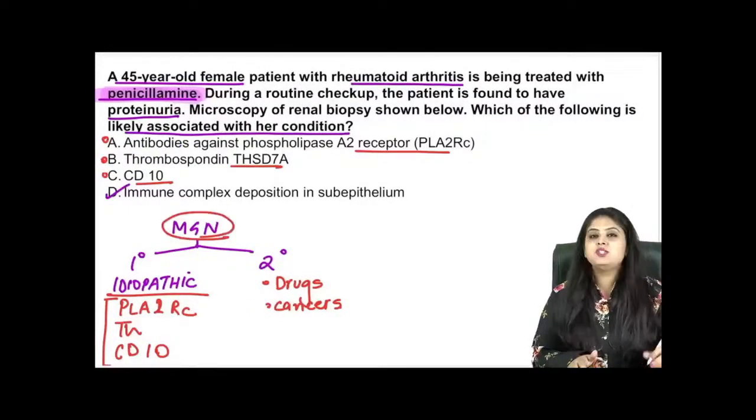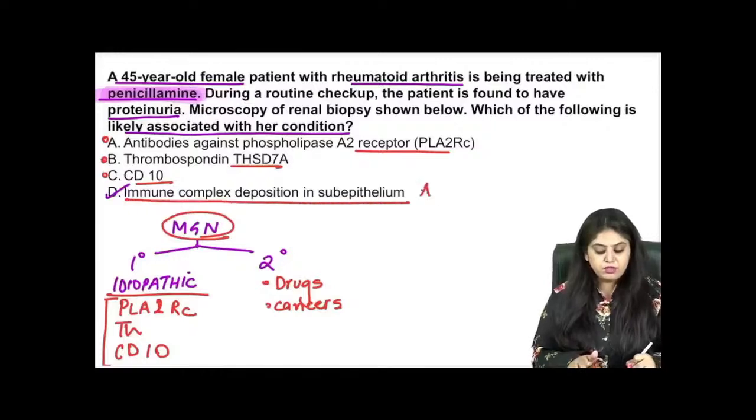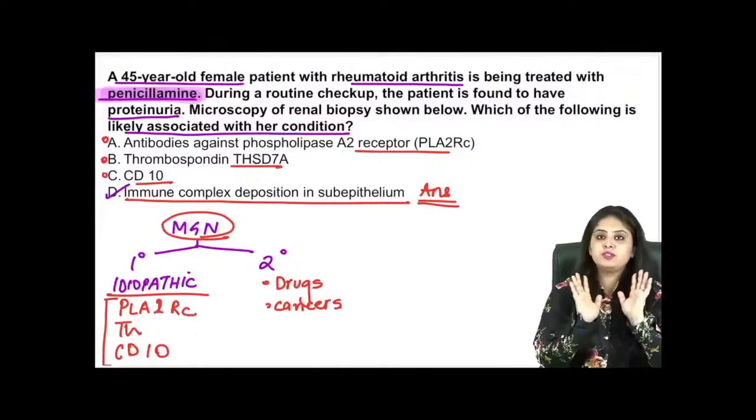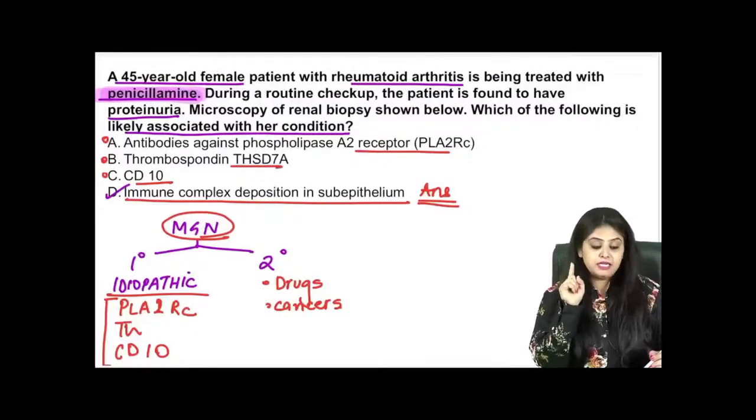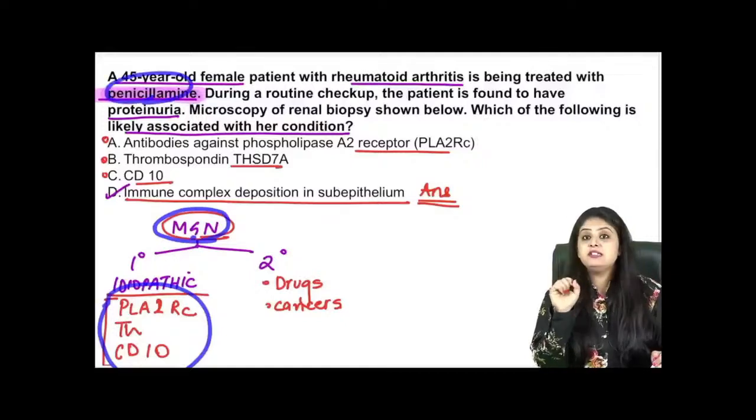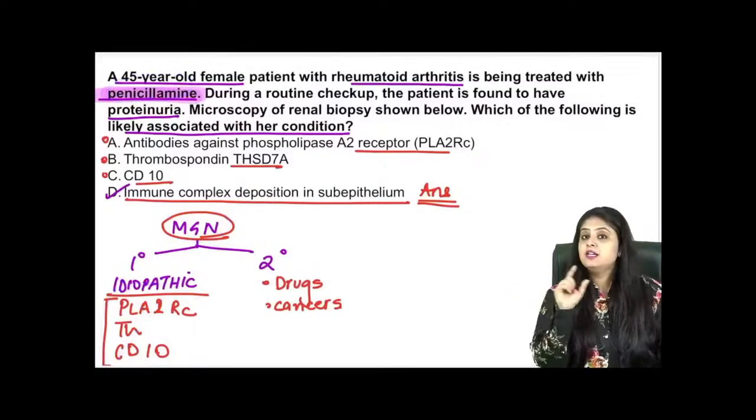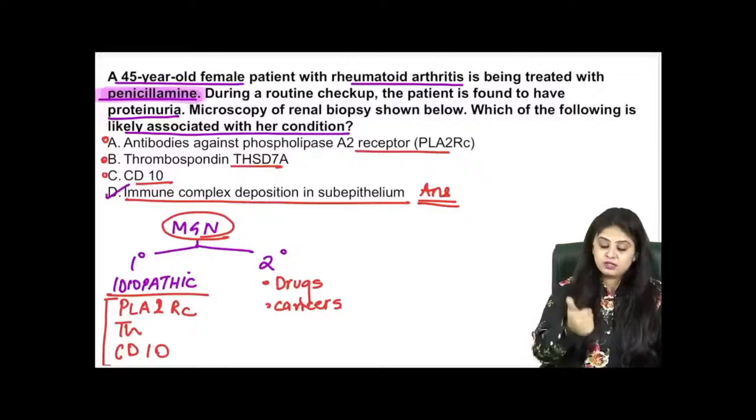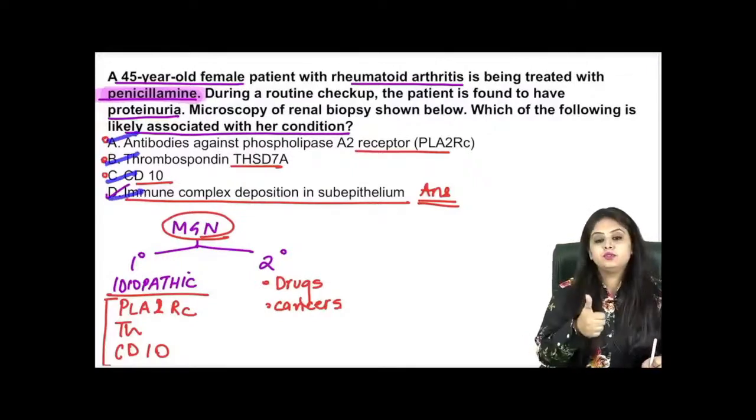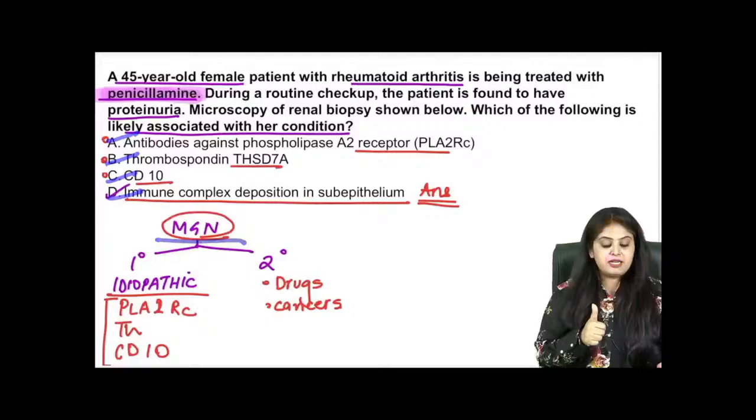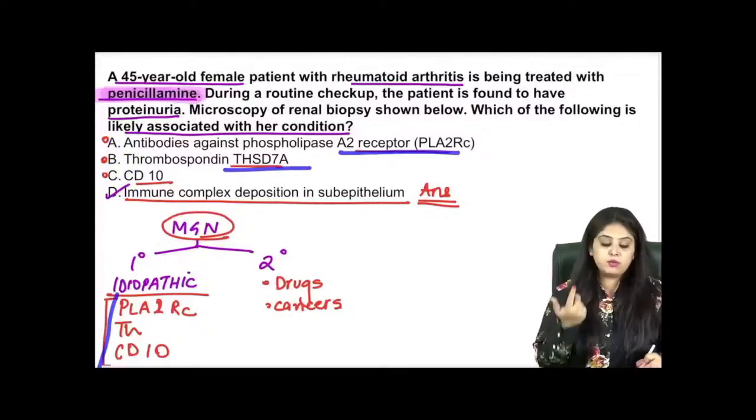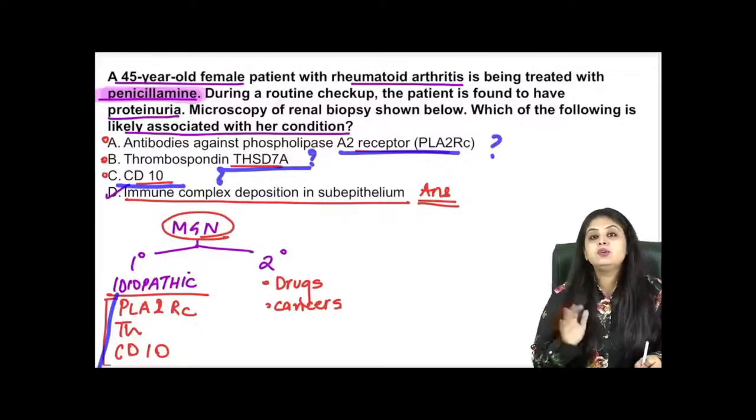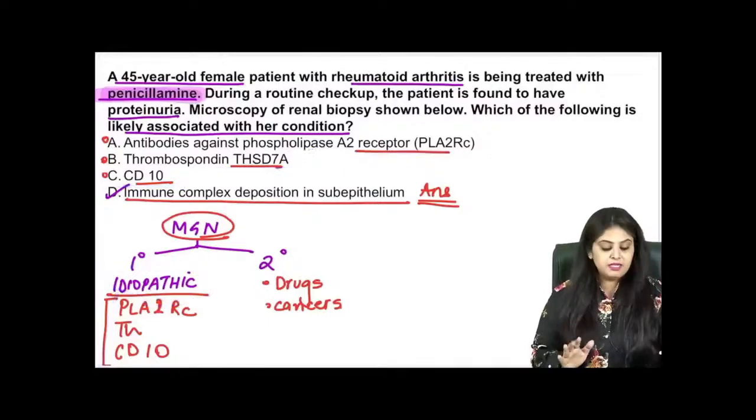Remember, primary होता है MGN and secondary होता है. Primary मतलब मैम, it is said to be idiopathic, where you don't know exact reason क्या है. There are some antibodies, but I don't know the reason. Which antibodies? All these antibodies are known. That is the Robbins 10th edition update. That says antibodies against phospholipase A2 receptor, antibodies against thrombospondin, and antibodies against CD10. All of these antibodies can be seen, but do I know the reason? I don't know the reason. यहाँ पर guys, the reason was given. The patient is having this problem not because of idiopathic situation, because of penicillamine, because of drugs. So remember, drugs, cancers, and all these things go under the secondary type of MGN. So please remember which of the following is likely associated with her. Once penicillamine has come, then you can't call her antibody related. Then these 3 are not or that is not associated in her condition.